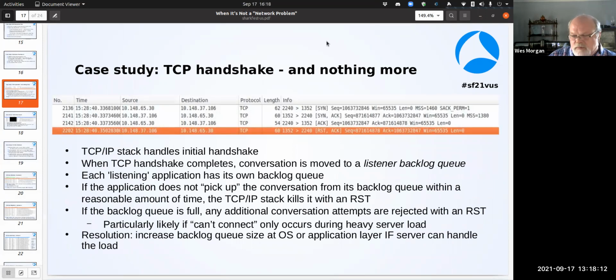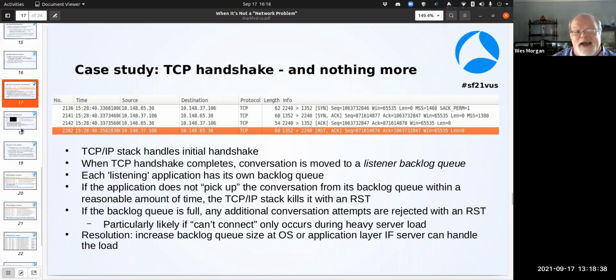Usually, expanding memory is the first step, right? Because that's where all your conversations are living. That's where all your buffers are. That's where your backlog queue is. But if the problem is that the application is too busy with other existing threads to come pick up new connections, then you're probably looking at CPU resources.